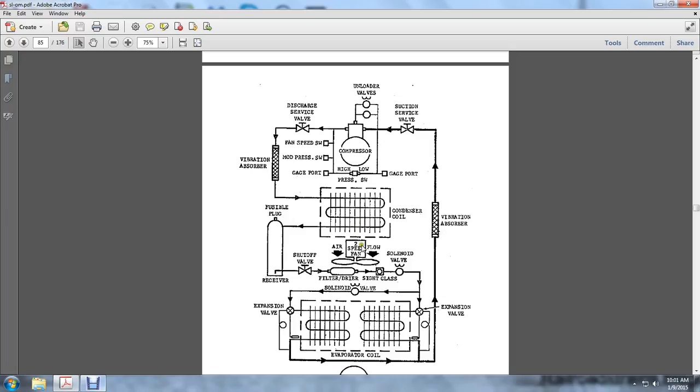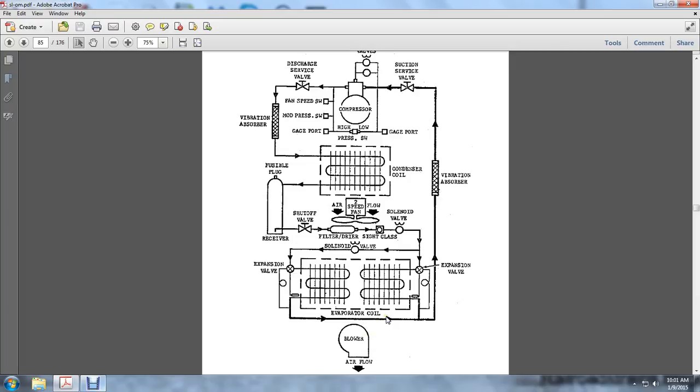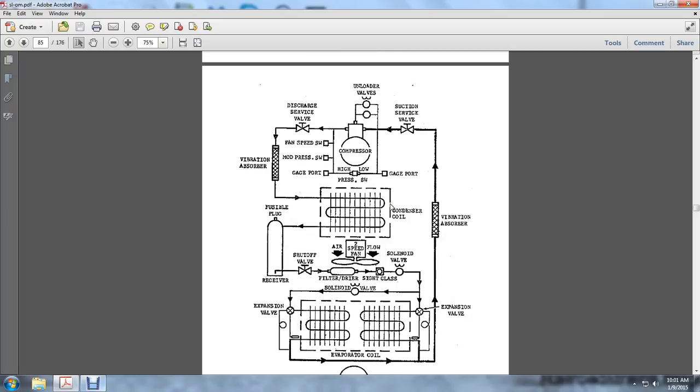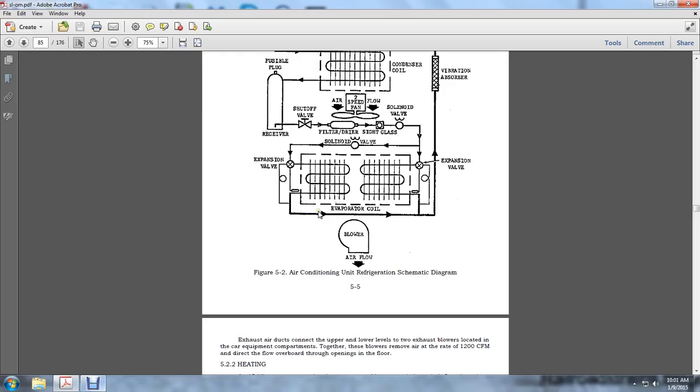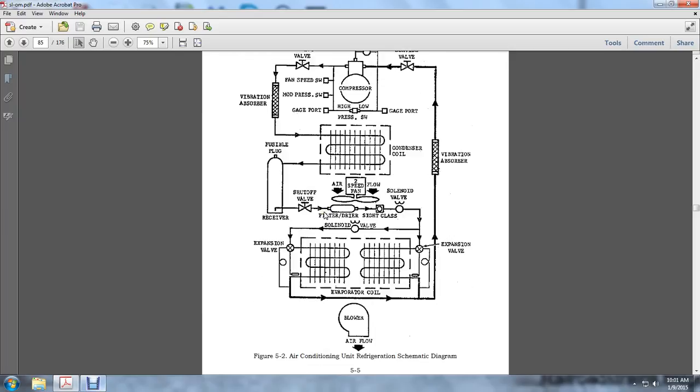There, it goes through an airflow and a 2-speed fan. Then from the filter dryer and sight glass to the solenoid valve, through the expansion valve, through an evaporator coil, and then across the coil through a blower airflow, and back to the vibration absorber and suction service valve of the unloader devices or valves.